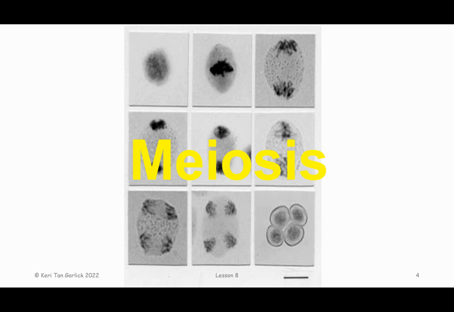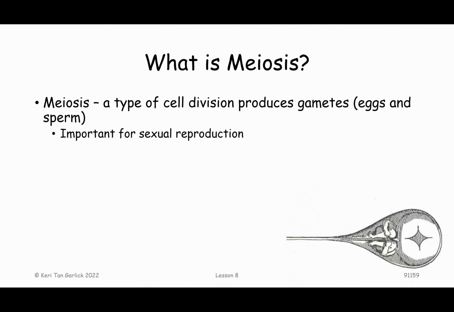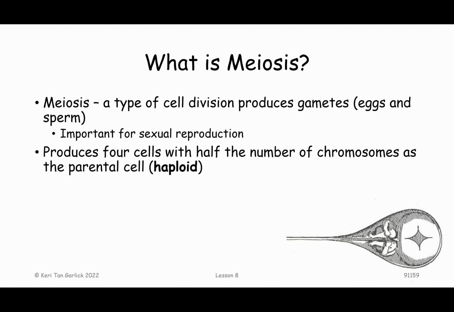All right, so meiosis. Meiosis is a very specific type of cell division. It is used to produce gametes, which are sex cells, eggs and sperm, and it's needed for sexual reproduction. That is the only role meiosis plays in our body. When it does this, it's going to produce 4 cells.